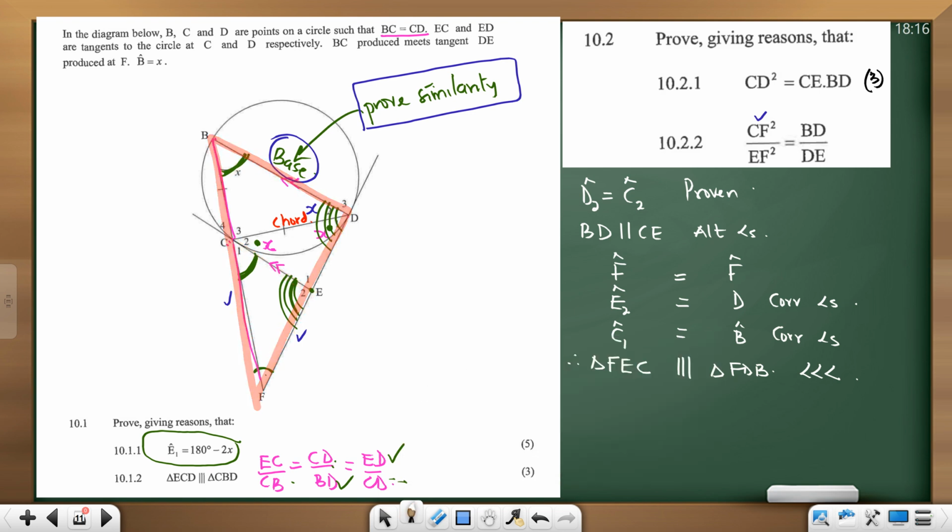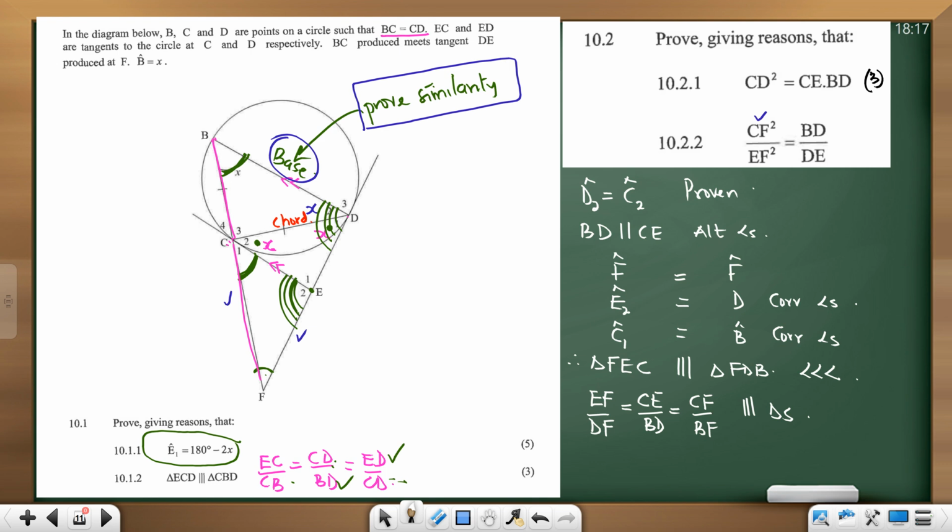Once you prove similarity, let's write our ratio. FE, but let's write it in order alphabetically. It's FE, but I'm writing EF over DF instead of FD, right? Equals EC, but alphabetically CE over DB, which we know is BD. Last one, FC over FB, written BF. Similar triangles. Are we okay, everybody? Lovely.